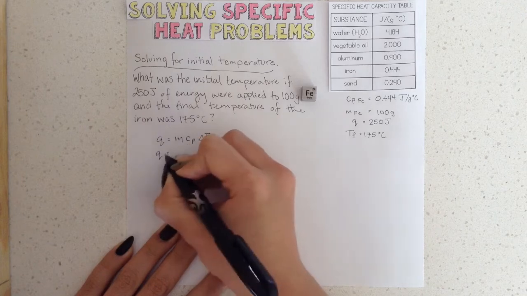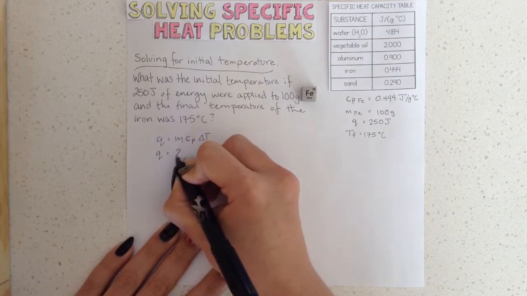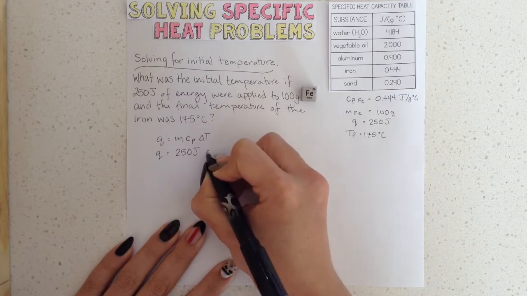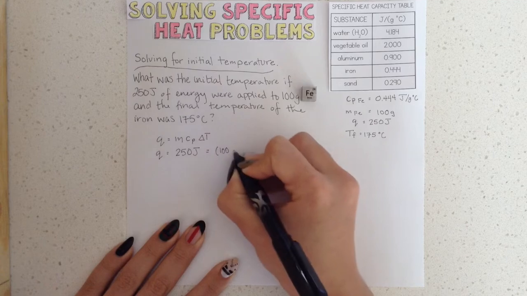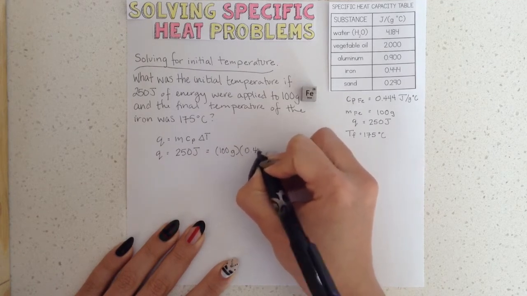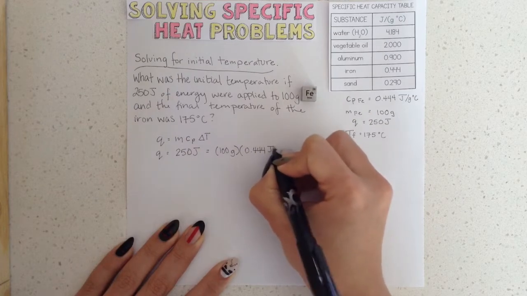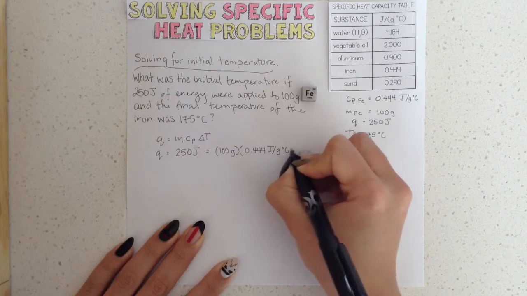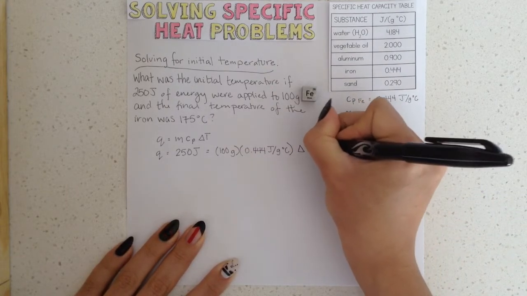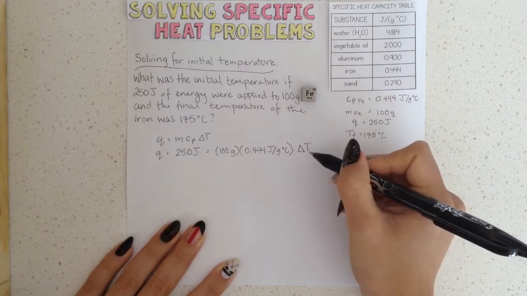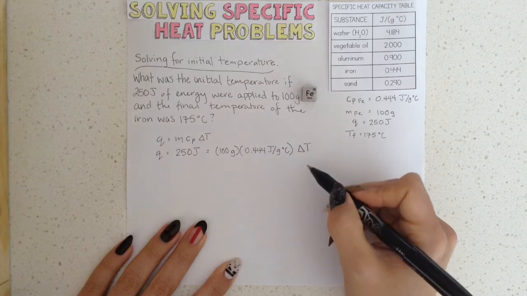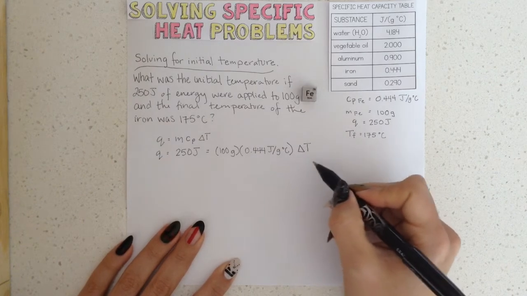Q in this case, 250 joules, is going to be equal to 100 grams of iron multiplied by the specific heat. And what I'm going to do right here is I'm going to leave delta T. I'm going to be solving for delta T. I'm not going to put TF minus TI and try and solve for TI. This is going to save me some headaches.